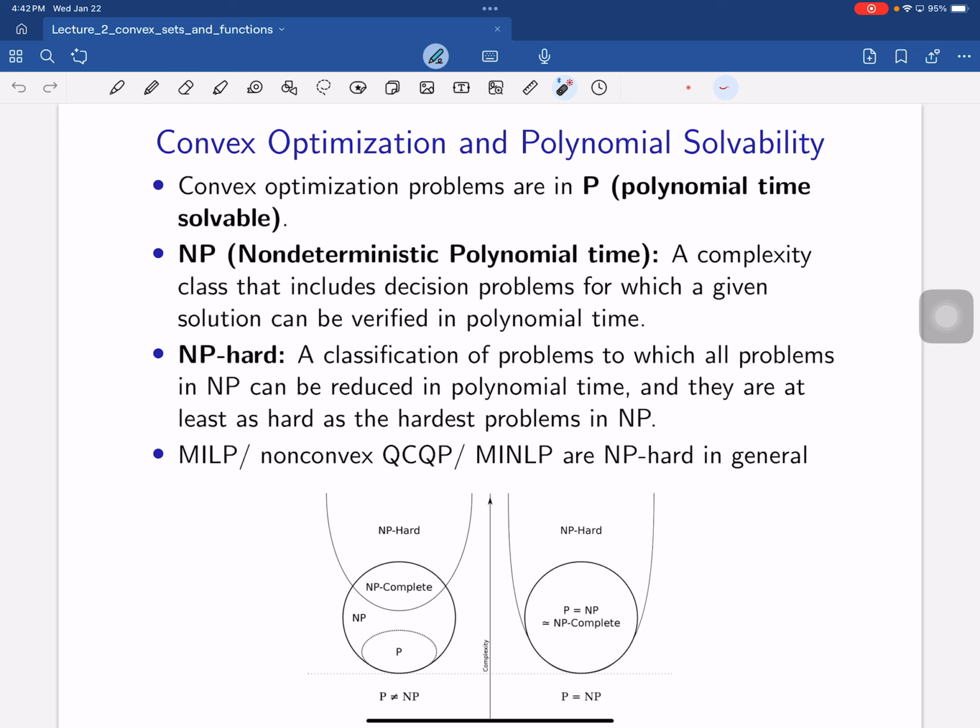So what is called an NP-hard problem? An NP-hard problem is a subset of NP problems that is the hardest to solve. So if you can show that an NP-hard problem can be solved in polynomial time, then all the NP problems can be solved in polynomial time. Then the next question to ask is: is P equivalent to NP? Are these two things equivalent?